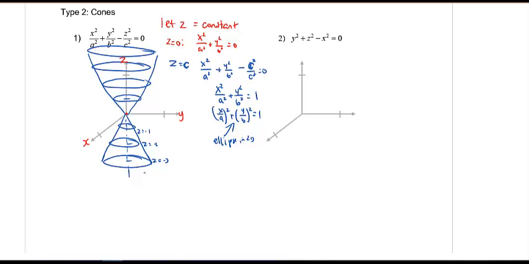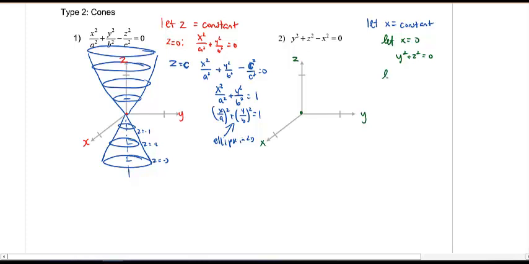Now I'm going to ask you to try number 2 on your own. Okay. Let's see what you can get. Think about what you can do with this lovely equation. Probably in this case, you want to let x be some sort of constant. So x, y, z. If I let x equal 0, I get y squared plus z squared equals 0. Once again, just this lovely point here.